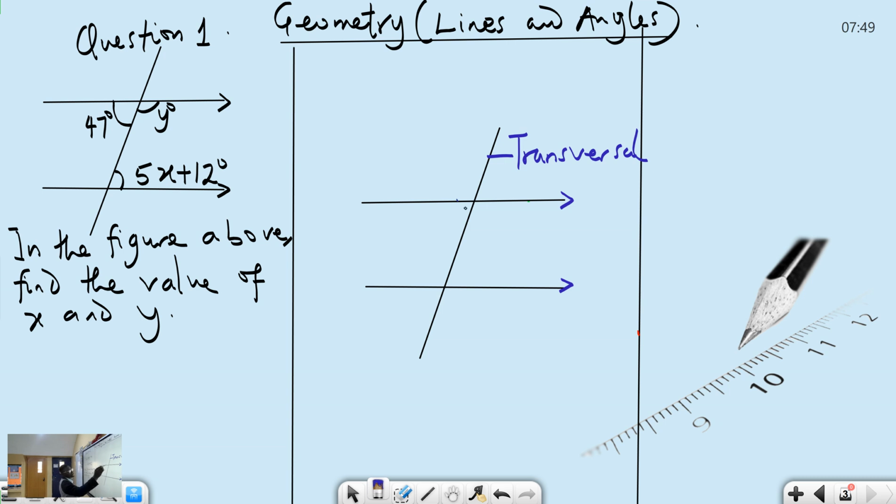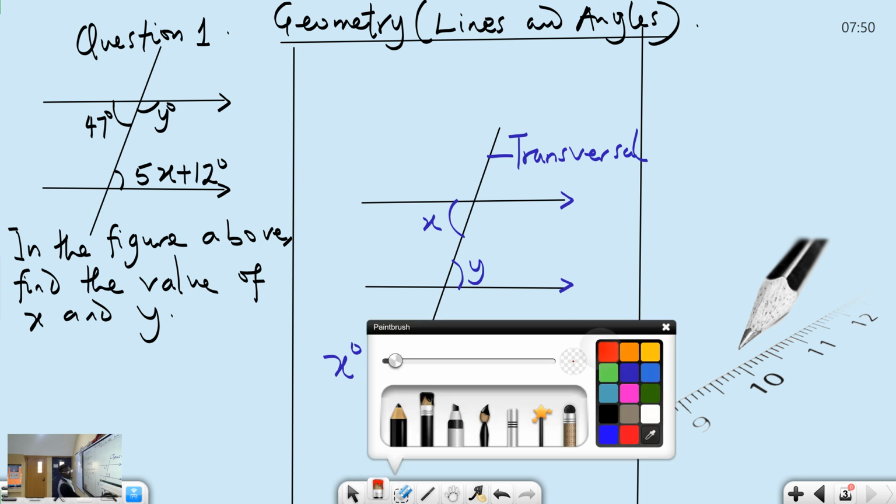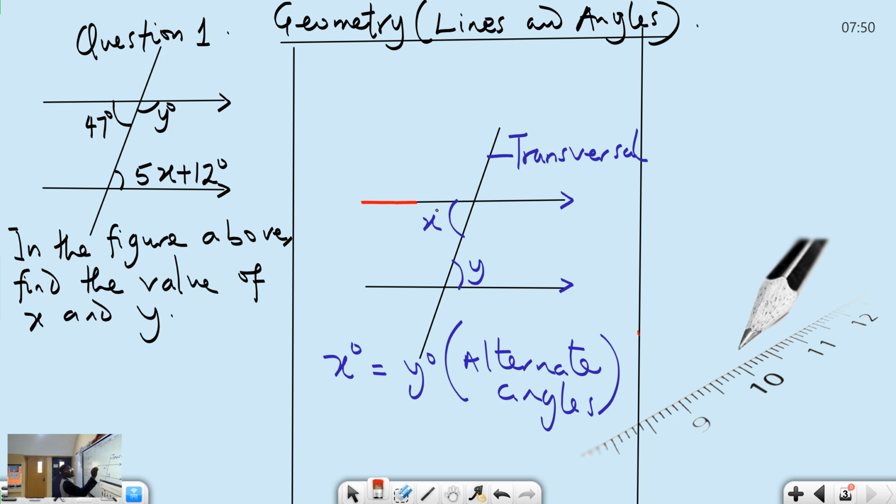The Z angles, which are the corners of the letter Z, are alternate. So we can say here that x degrees equals y degrees. Reason: they are alternate angles, and alternate angles are equal. So those are the corners of angle Z. Wherever you have the letter Z form, the corners of it are alternate angles.